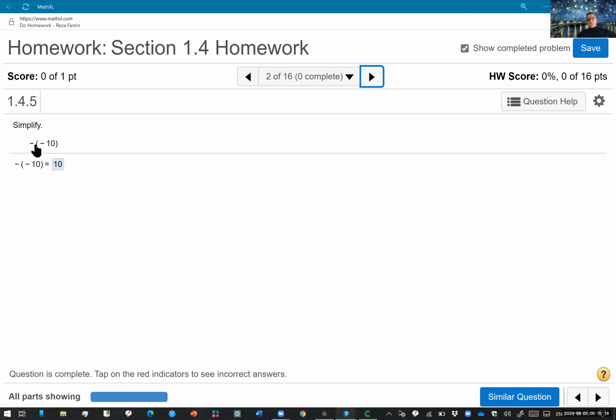What's the opposite of -10? When you read this, right? If you want to read this in just plain English, with as little mathematics in it as possible, you would just read this as what? The opposite of this number, which is what? -10. So what's the opposite of -10? That's 10, right?